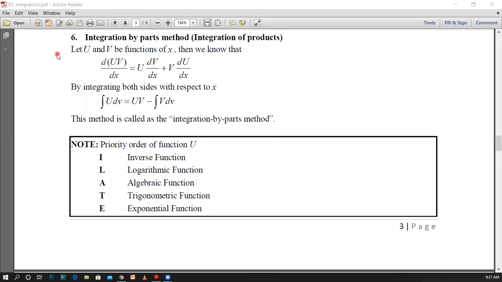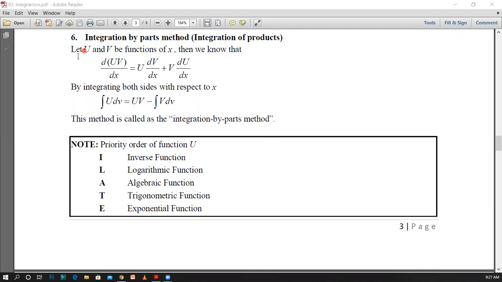In this session, we will discuss the integration by parts technique for integration. When we discuss the integration by parts method, this can be used to find the integration of products of functions. Now we will see what is actually defined by this integration by parts technique.